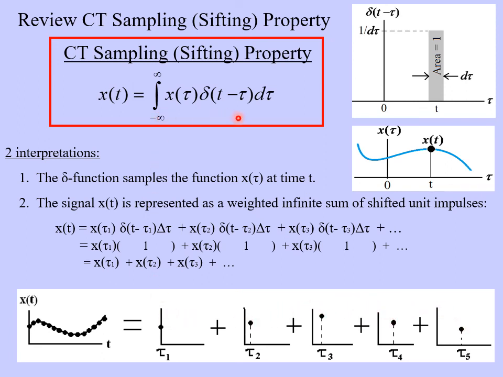That's kind of what this integral is telling us. It's saying that x of t is the sum, remember an integral is just a sum, of all of these products of the value of the signal at tau multiplied by a delta function and then integrated. So this is an abstract way to think about a continuous time signal like this, and it's going to be useful for us in order to derive the convolution property, which we'll get to next.